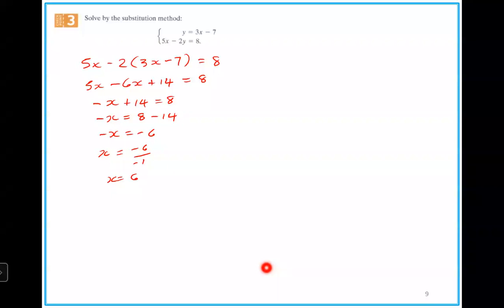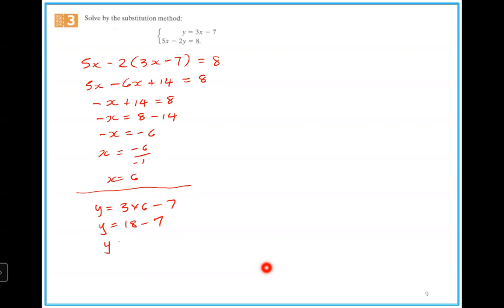Okay, so to find y, you know what y is. The first equation told you what y is. What did the first equation say? 3x minus 7. So then it'll be 3 times 6 minus 7. So that'll be 18 minus 7, which is equal to 11.